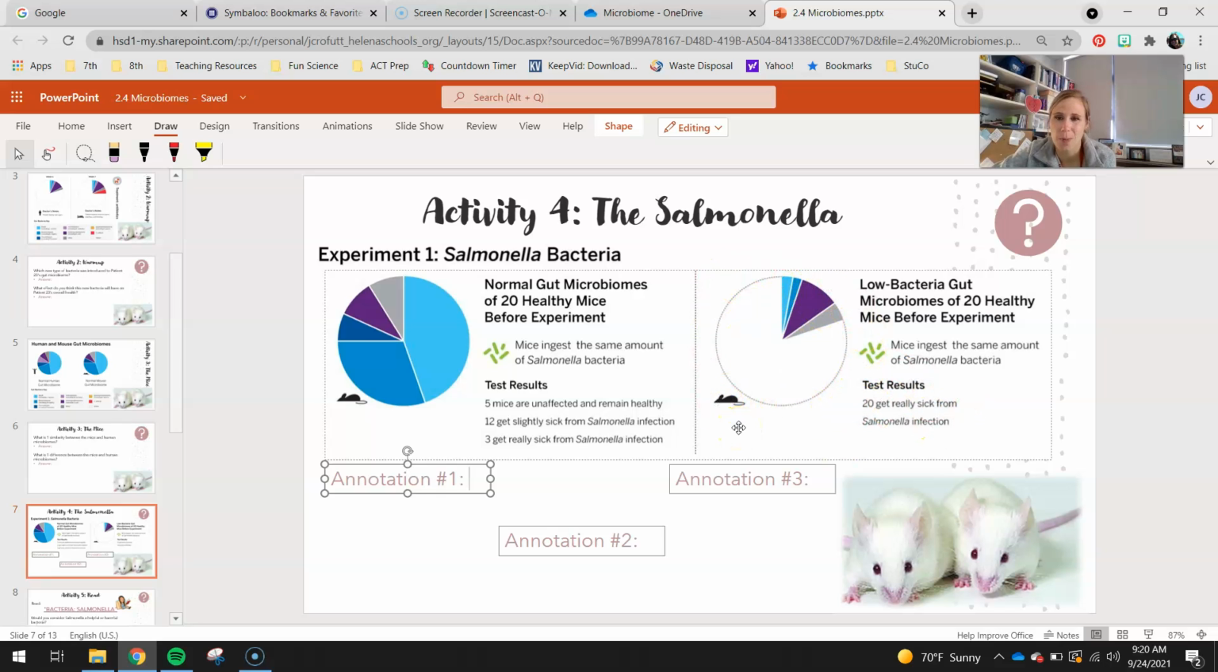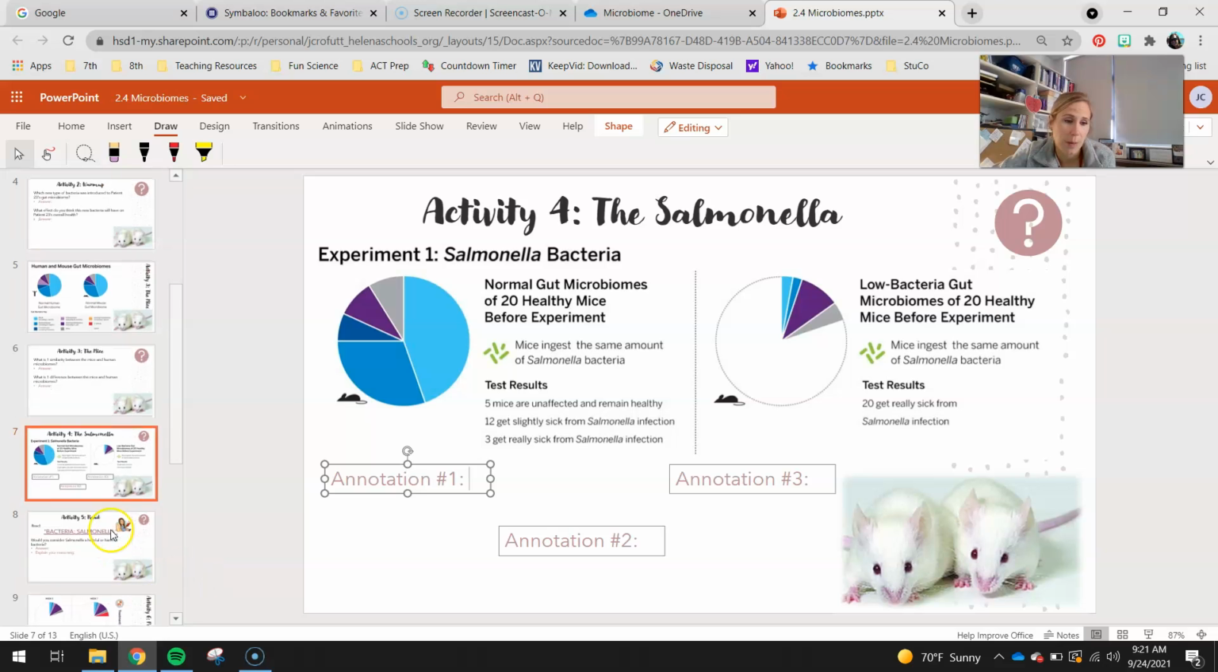So I want you guys to think about the role of why does having all this extra space, okay, in the gut microbiome like this set of mice did, okay, why is that important or dangerous as far as looking at new bacteria that might move in? Okay, so I want you guys to think about that.